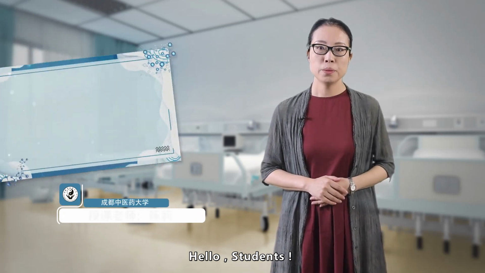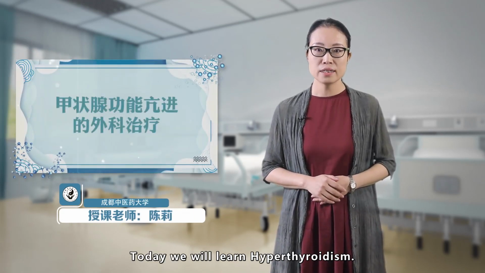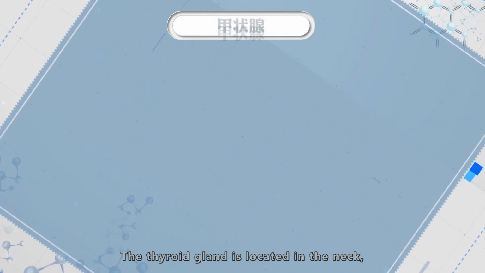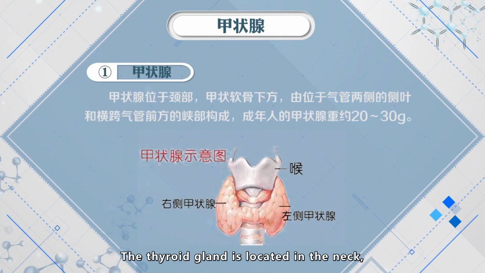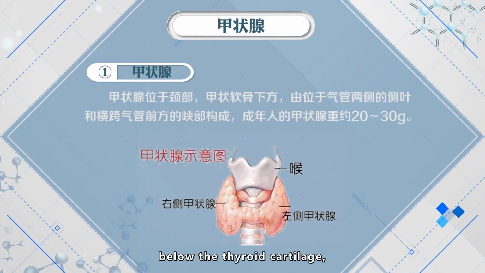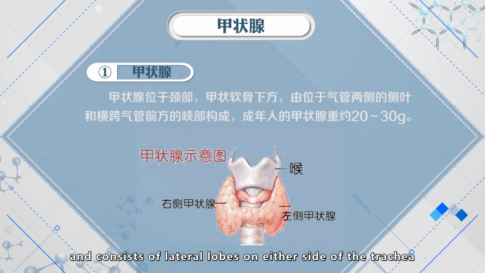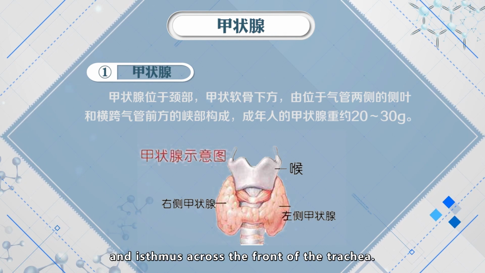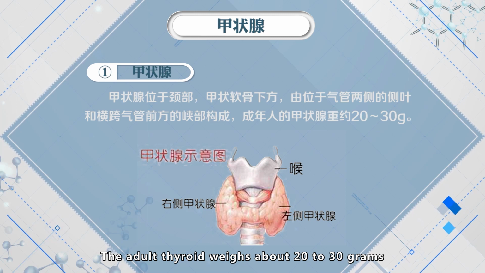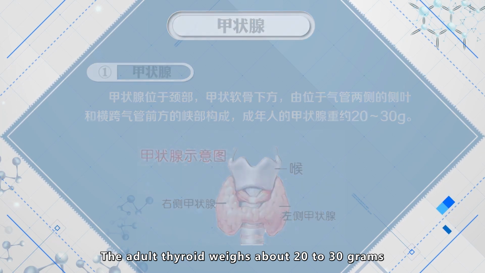Hello students, today we will learn about hyperthyroidism. The thyroid gland is located in the neck, below the thyroid cartilage, and consists of lateral lobes on either side of the trachea and an isthmus across the front of the trachea. The adult thyroid weighs about 20 to 30 grams.